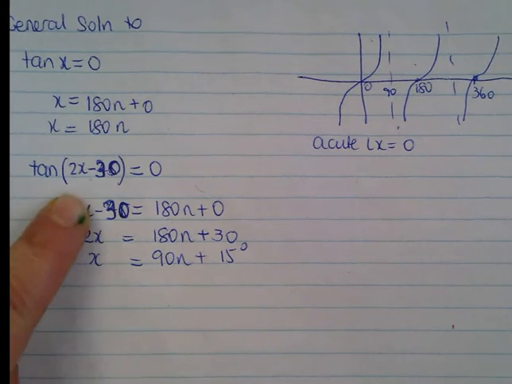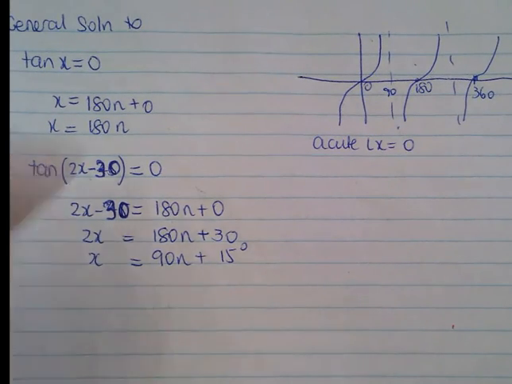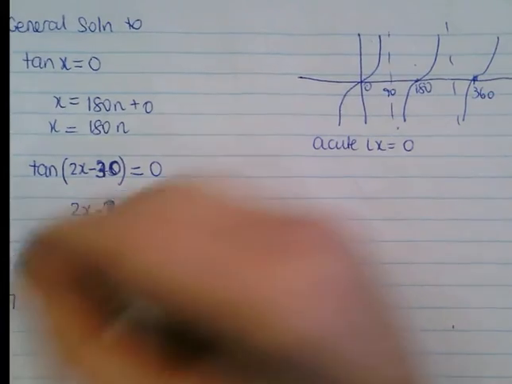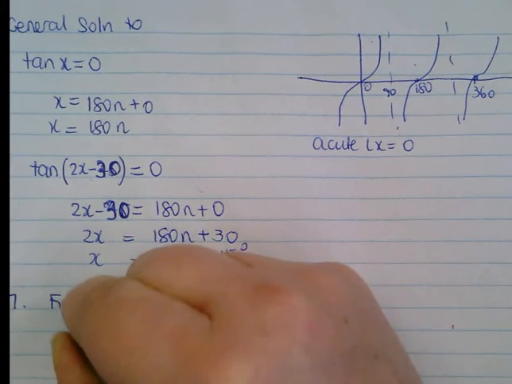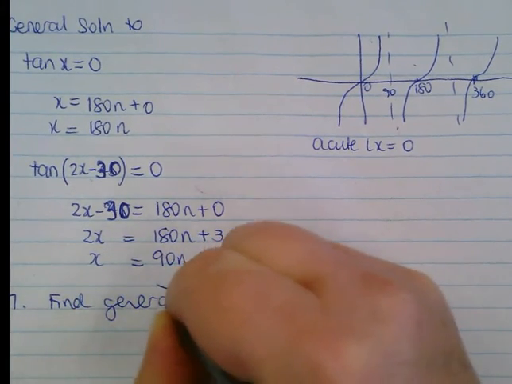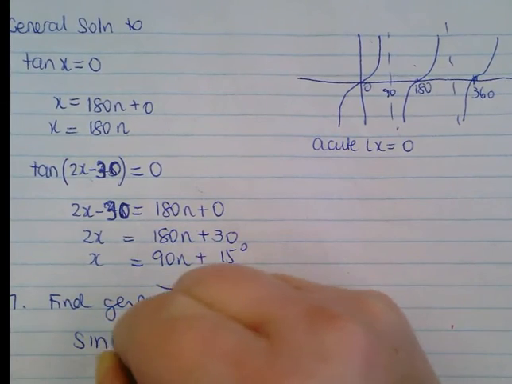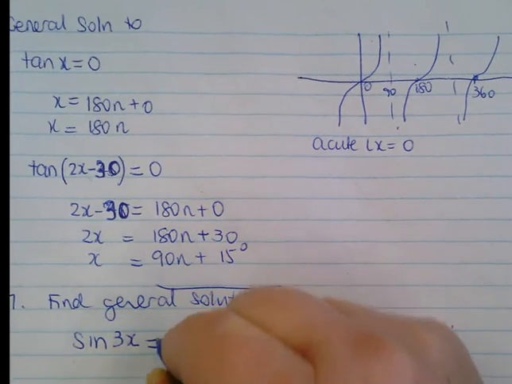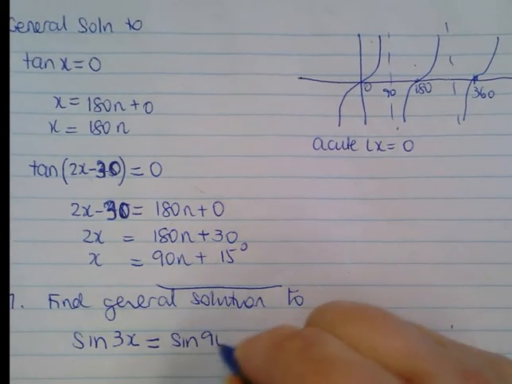So don't get stressed out if you're seeing all funny things here. That's your theta. All right? Question 7 in your textbook, you can also see questions like this. So find the general solution to the following. Sine of 3x equals sine of 90.